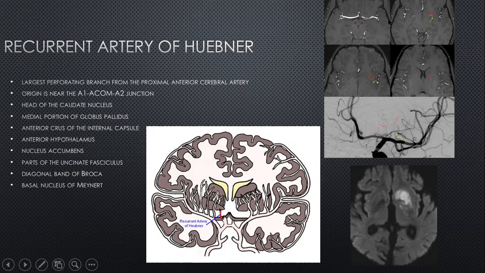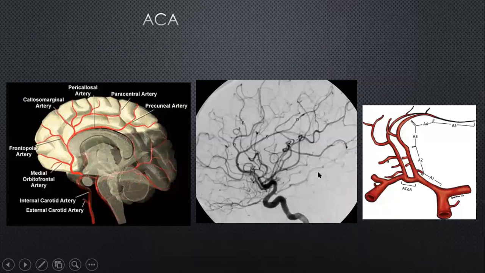And this is just to show you, on this time of flight MR angiogram, the small recurrent artery of Heubner, which then courses to supply this part of the caudate and also the medial aspect of the globus pallidus. Unfortunately, this patient had sustained an infarction in that area.